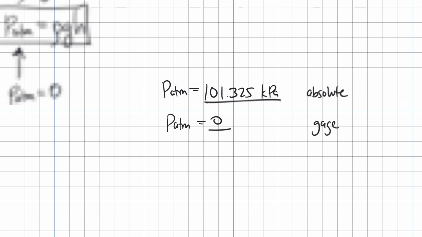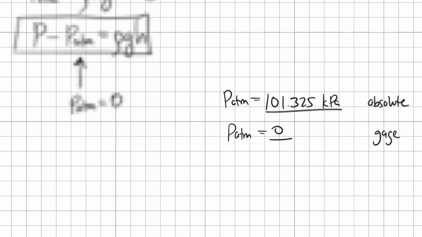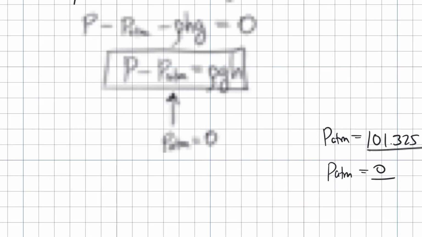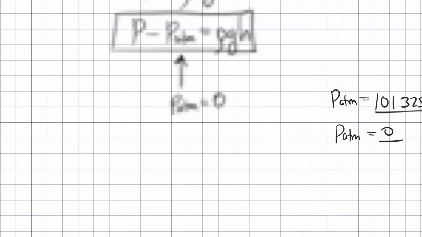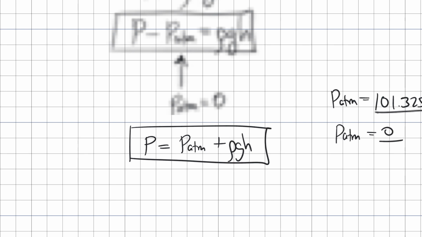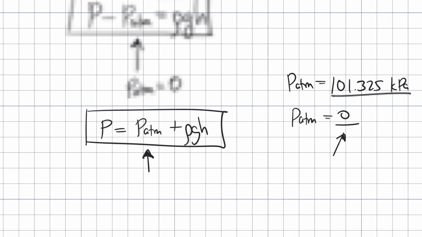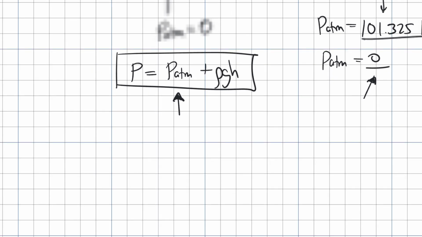because every single place where we might take a pressure, let me rearrange this expression right here: pressure equals P atmosphere plus rho g h. Everywhere where I might take a pressure, it's always going to be increased by the same amount, whether that amount is 0 or 101.325, it's the same everywhere. So what I really care about is the difference of pressure.